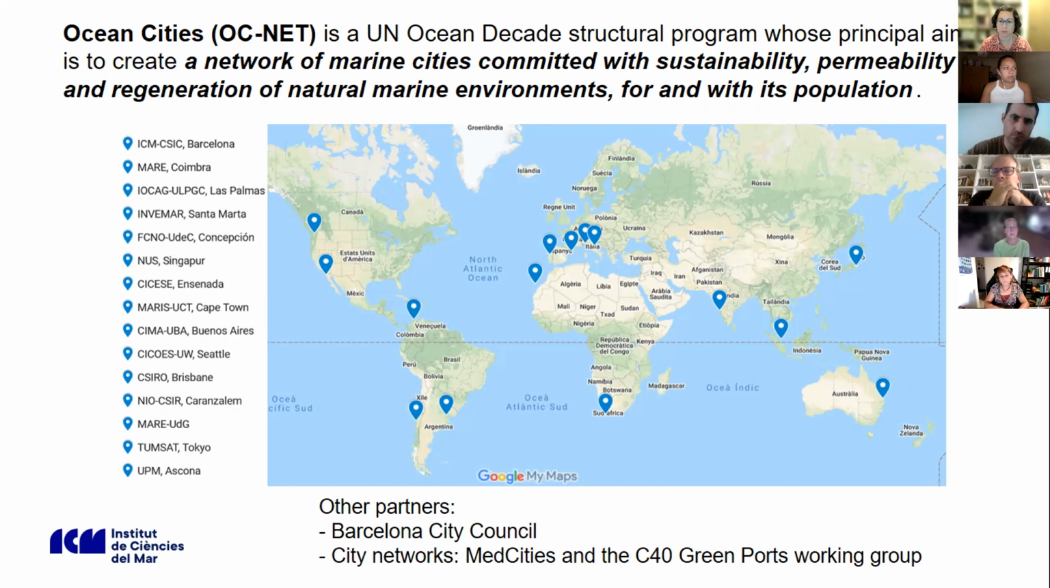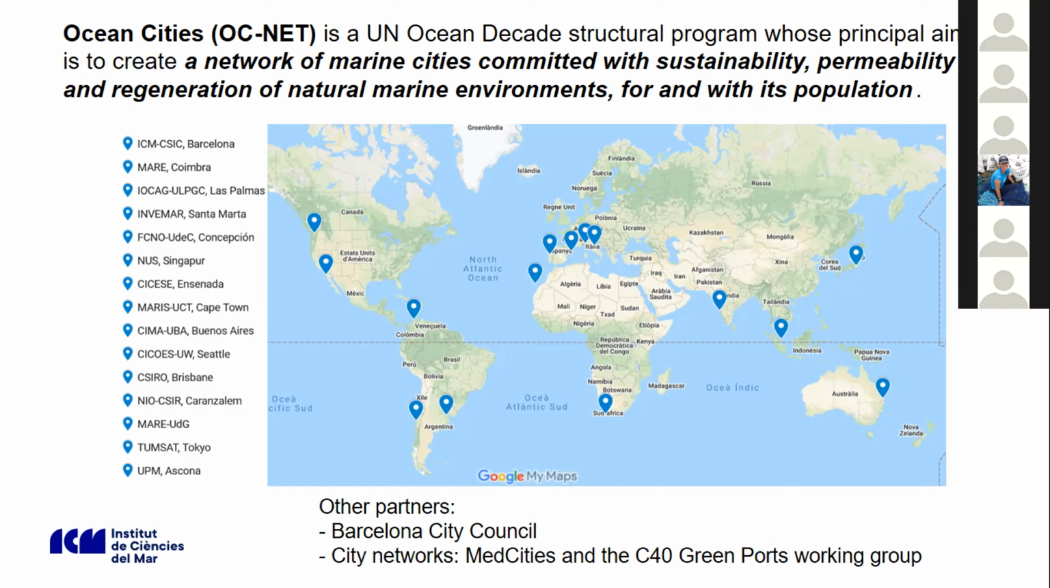And I'll tell you a little bit about that later, how this is going to hopefully be structured in different secretariats. Aside from these starting research institutions, we have already as a starting partner the Barcelona City Council and two city networks. One is MedCities, a quite large city network with over 60 cities in the Mediterranean basin. And also the C40, which is many more than 40 cities. It's a worldwide city network, but they have a working group on green ports, on green harbors. So they are also going to be working on this.